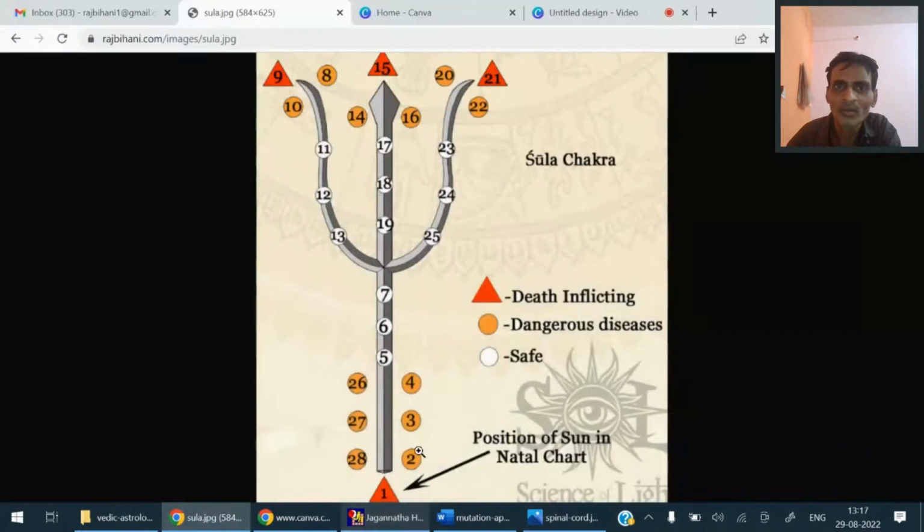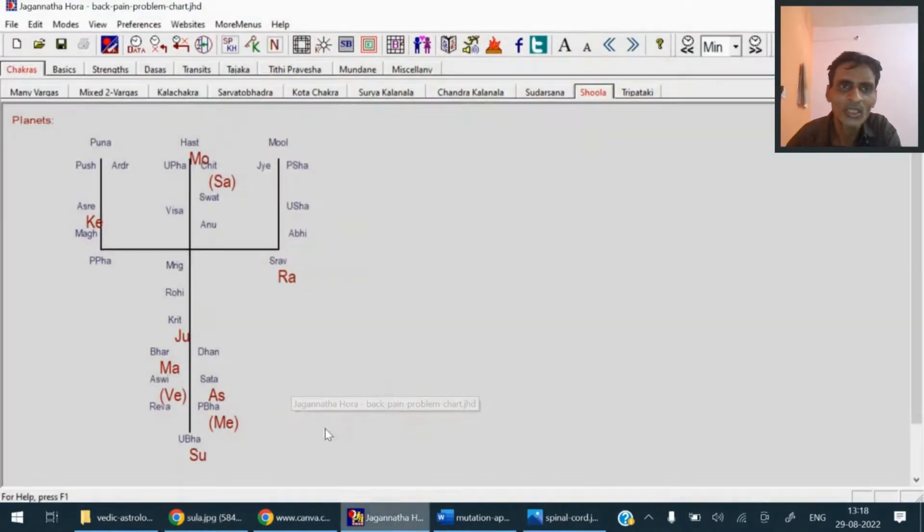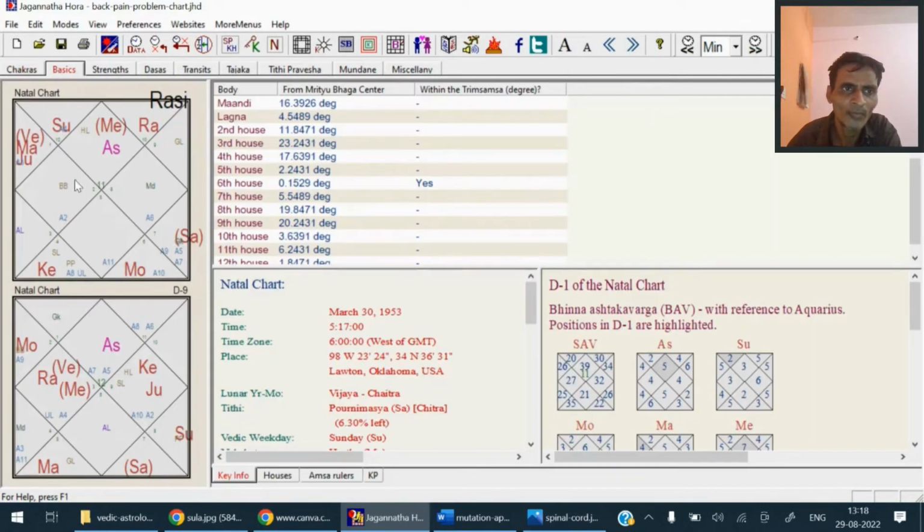And Saturn is here at point 16, which also indicates dangerous diseases. And since Saturn represents bones, Saturn is also responsible for giving problems in the bones, backbone. And so this is the major reason this woman is suffering from back pain.